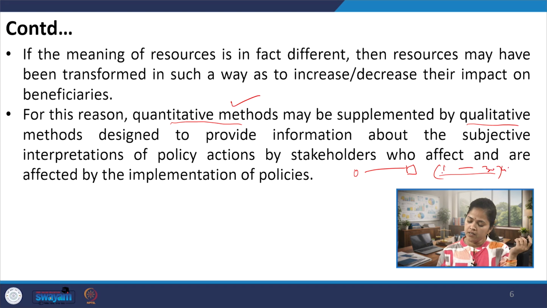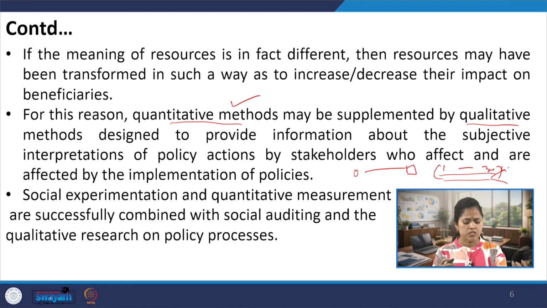Or you can think that the business or livelihood aspects of some stakeholders are also multiplied because they can have access to nearby locations for their business trips. Okay, so in that way we have to capture the qualitative aspects as well. So in social audit we have to take into account the quantitative methods in addition to the qualitative methods. Okay, so the social experimentation and the quantitative measurement can be successfully combined with the social auditing, and the qualitative research on the policy processes can also be an indicator for monitoring purposes as well.